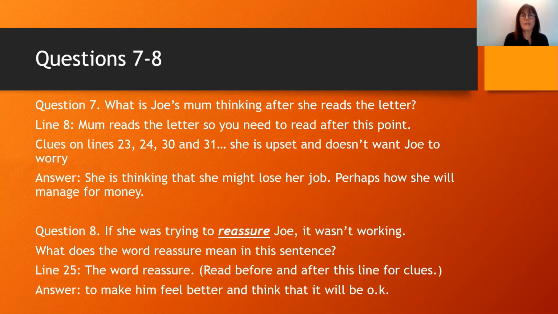First of all, you have to find the word that is being asked about. So can you scan the text and find the word reassure? It's on line 25. Read before and after this word to look for clues. So, she was trying to smile, but it didn't reach her eyes. She says before that, you leave that to me, I don't want you worrying. That kind of gives us a clue that she's trying to make him feel better about it. So I'm going to guess that it's trying to make him feel better and think that it will be okay. So that's what I'm going to write for my answer.